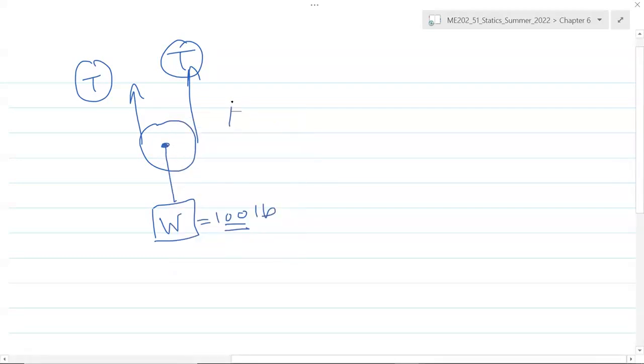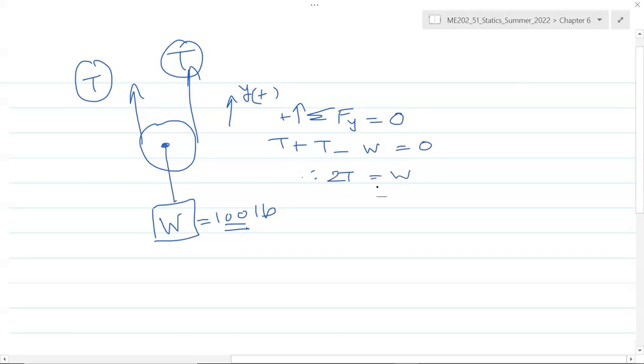For that, you can define the y-axis going up as positive, and we can write down the equation: sum of forces in y direction equal to 0. Why 0? Because the system is in equilibrium. Going up is positive, so we have T plus T going up, but we have W going down, it's 0. Therefore, 2T is equal to W. Therefore, T is equal to W divided by 2, which is 50 pound.